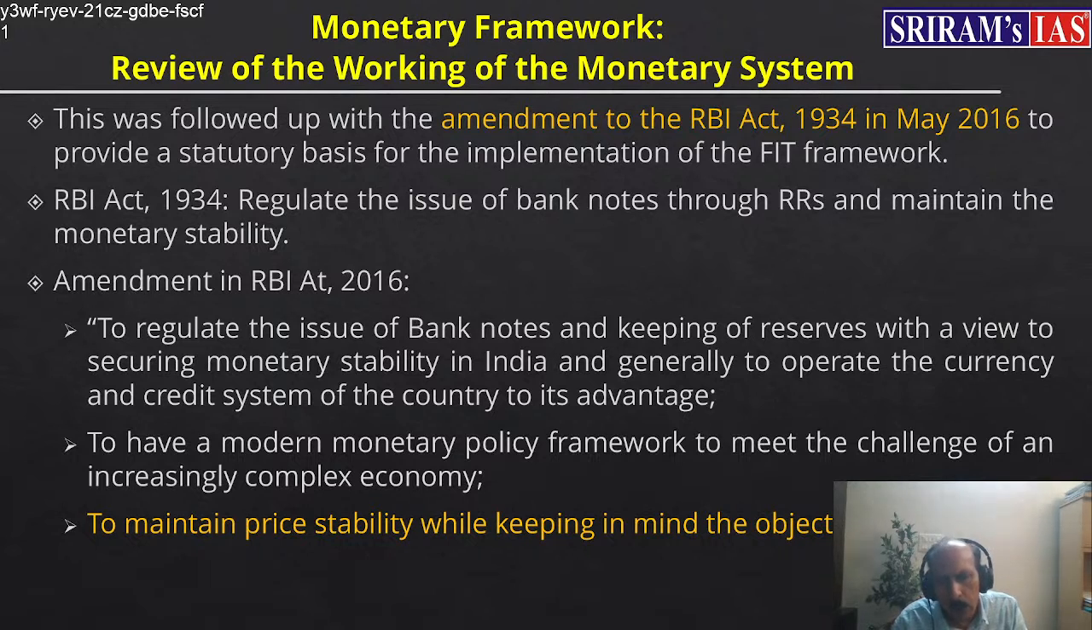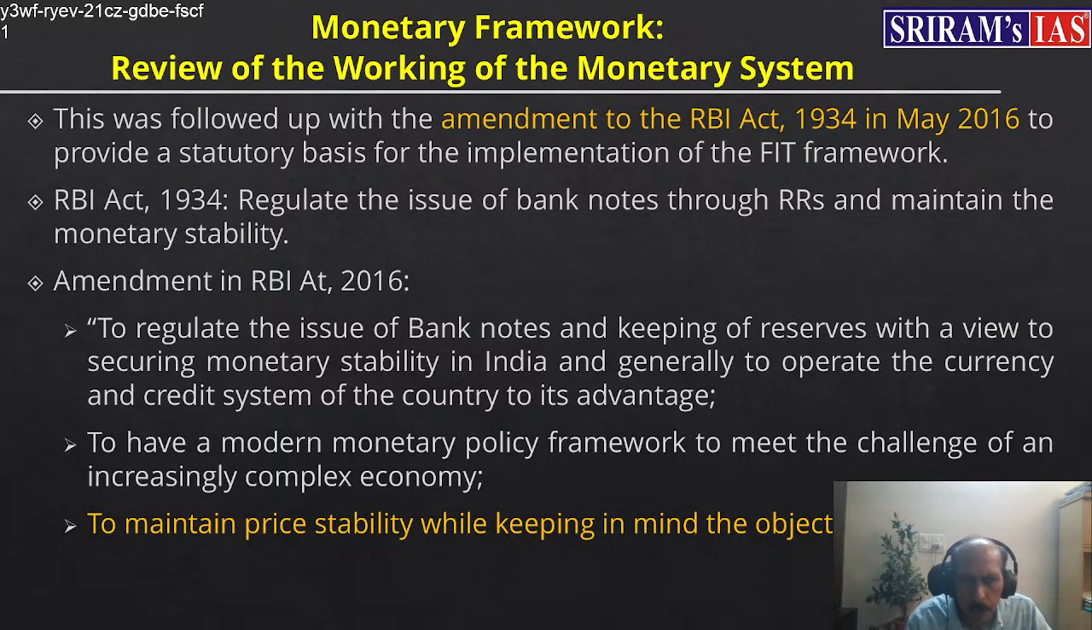In 2015, the government decided to give an additional target, or solely one target, to RBI: to maintain price stability in the economy. And while maintaining price stability, RBI has to keep in view the objective of growth. And therefore, the RBI Act 1934 was amended in May 2016. In the amendment, a new clause is added that RBI is now responsible to maintain price stability while keeping in mind the objectives of growth.